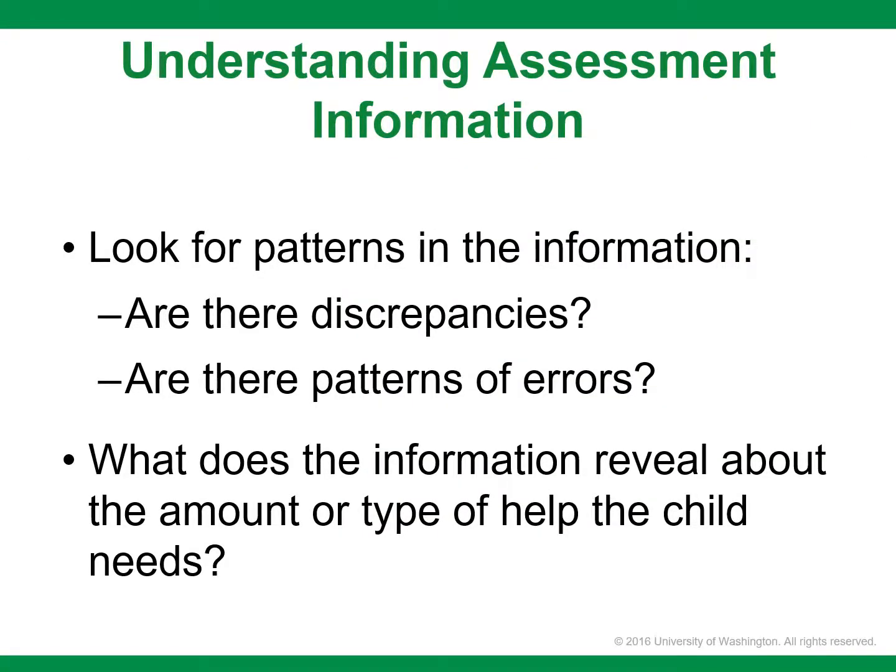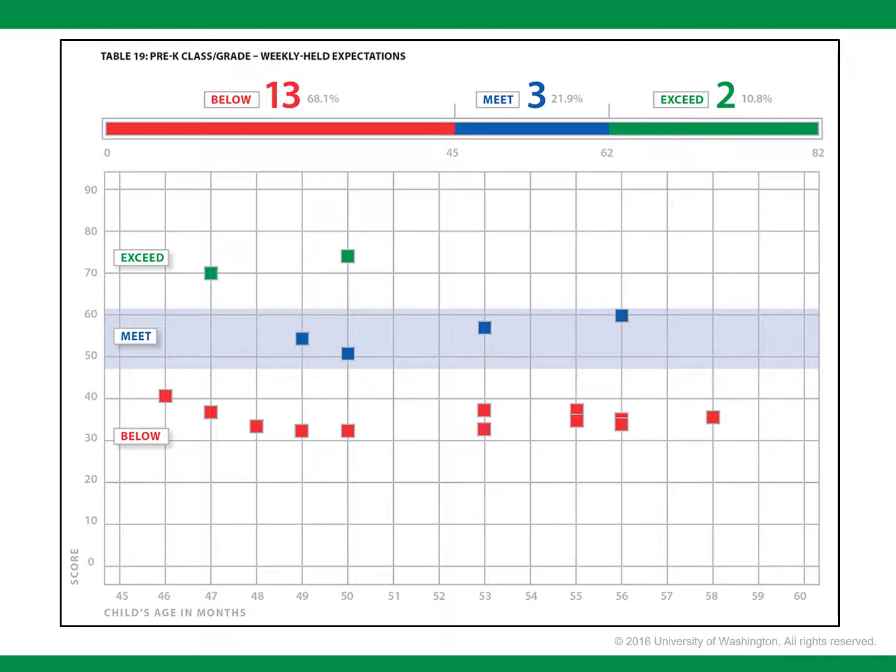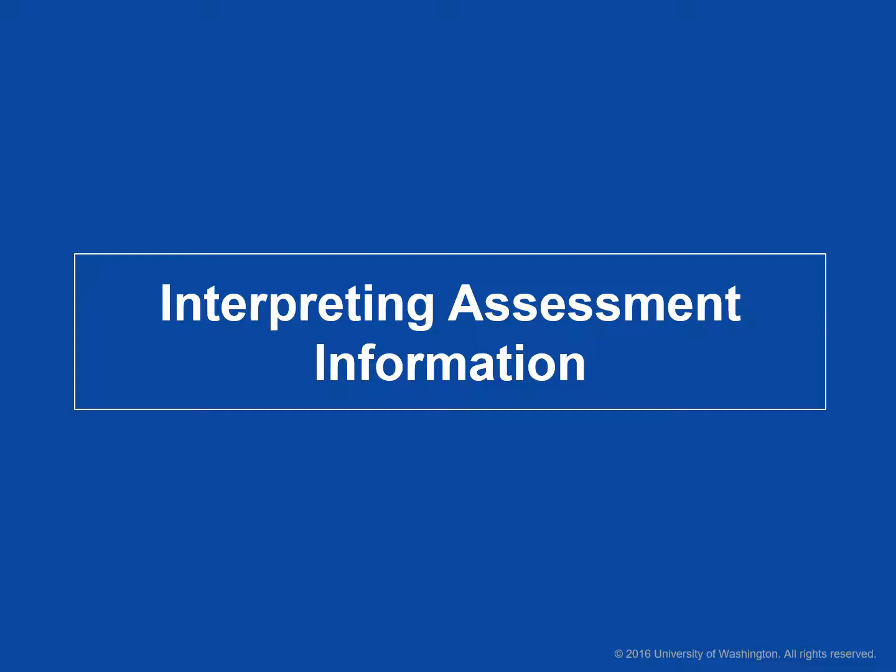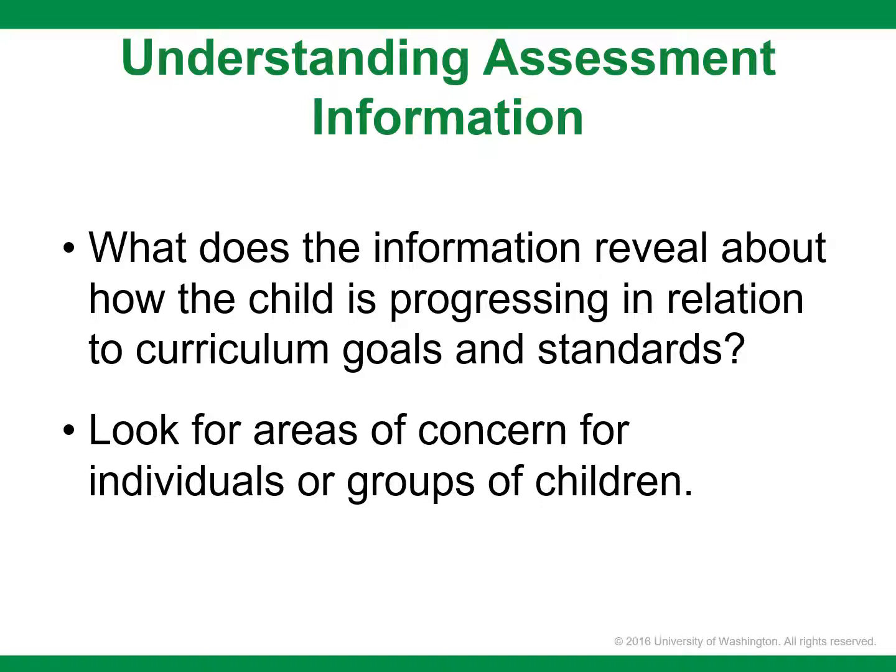Understanding what assessment information means goes beyond determining whether a child or children have or have not yet achieved particular abilities. Once assessment information has been gathered using effective methods and organized, you'll be able to determine how children are progressing. Okay, let's talk about how to interpret assessment information. By considering the assessment information, you may work to understand what it means about children's progress. Are children reaching curriculum goals and standards as expected? Are most children progressing well?